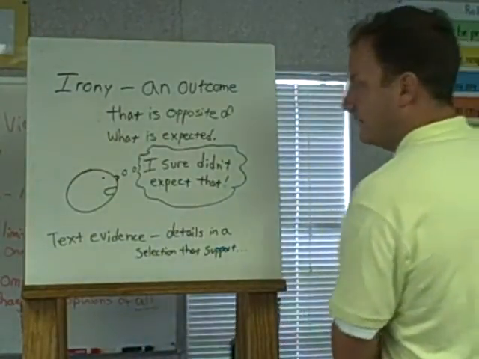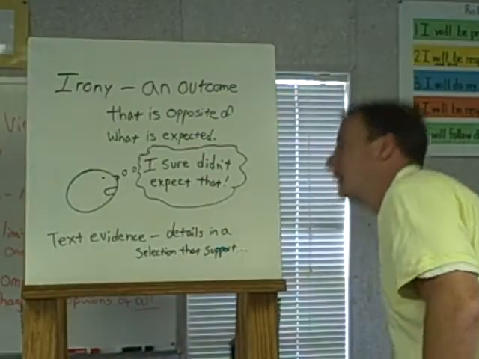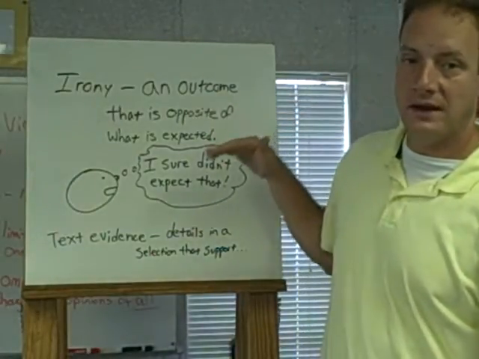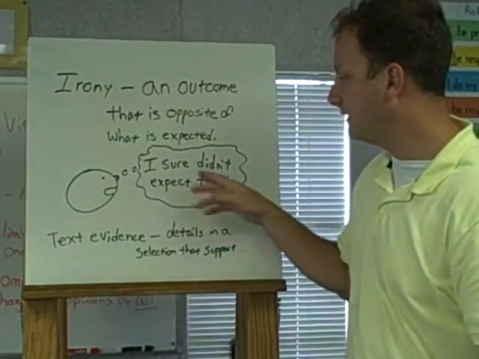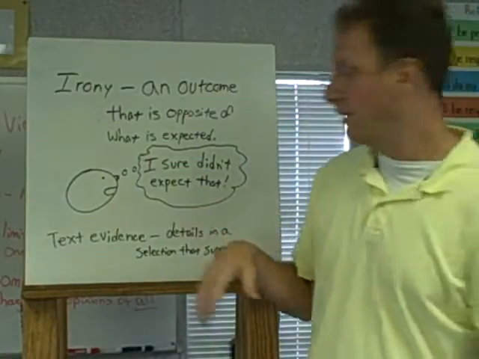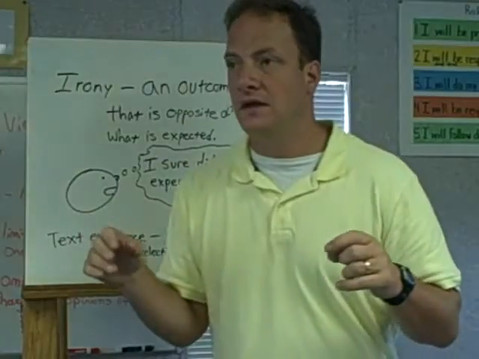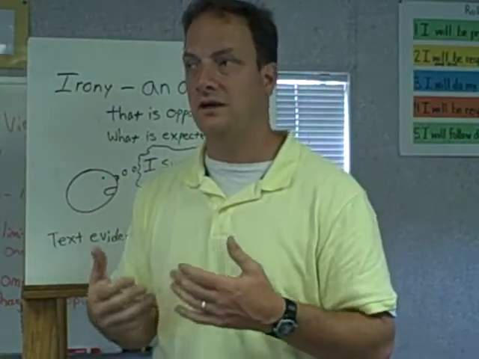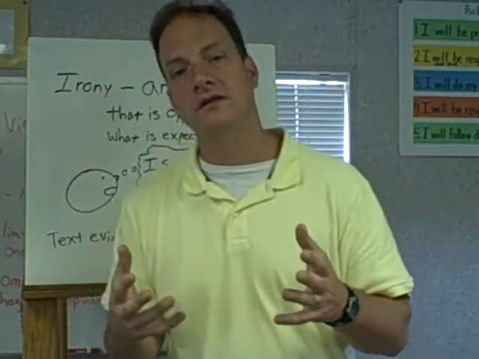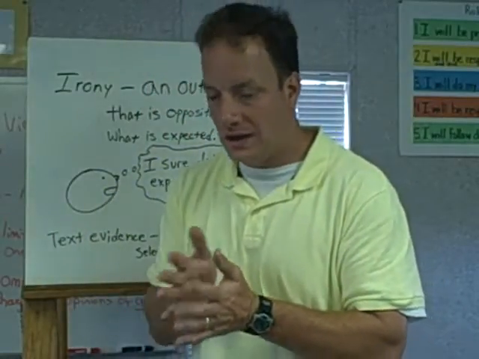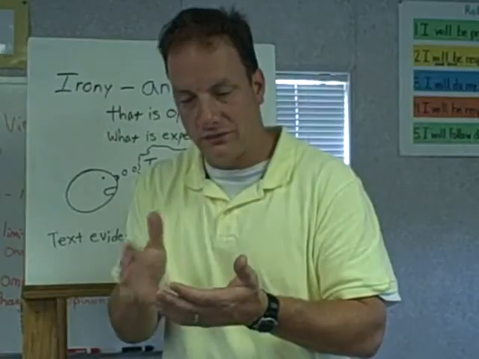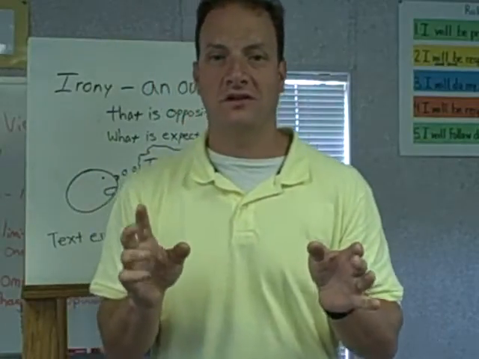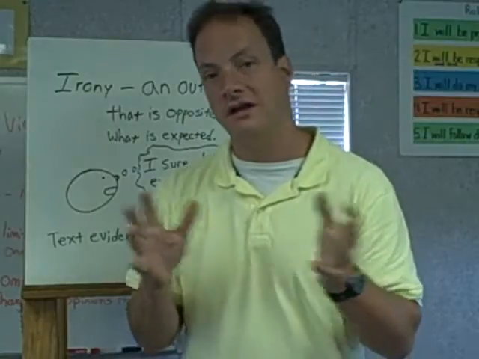Irony. This is the last thing that we're going to look at quickly. Irony is an outcome that is opposite of what is expected. And I drew a little character here. He says, I sure didn't expect that. Now, irony means that when you are watching or reading something, I told you about one of my books that I read this summer, where I kept reading thinking that it was going to end a certain way, and at the very end the author changed things on us, and I was not expecting that.